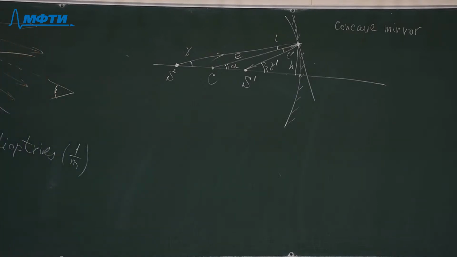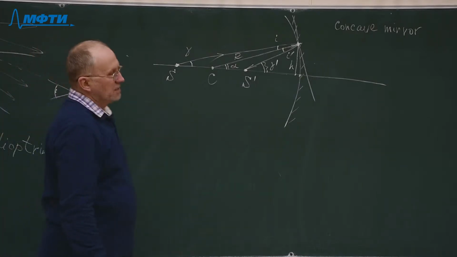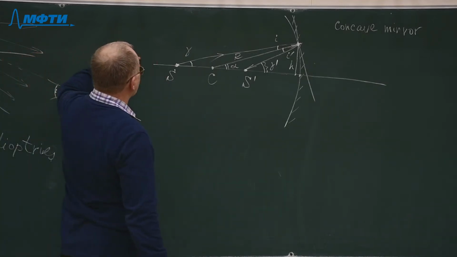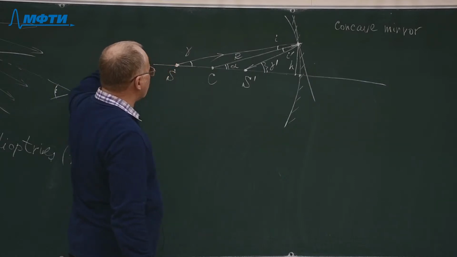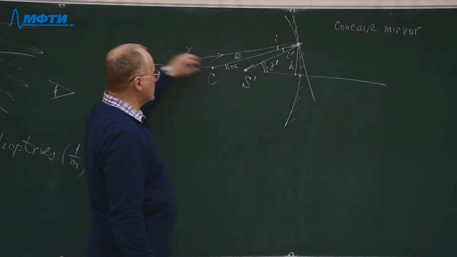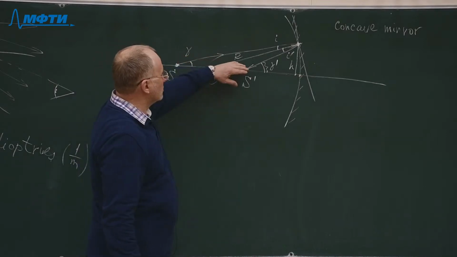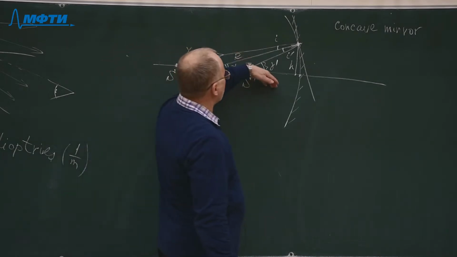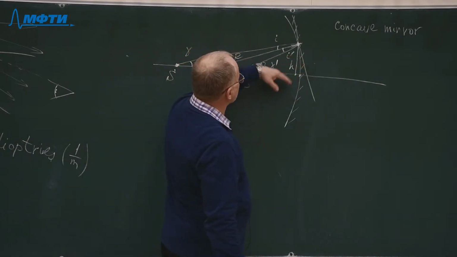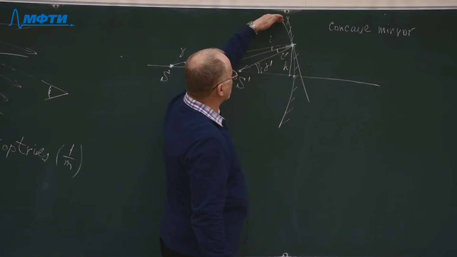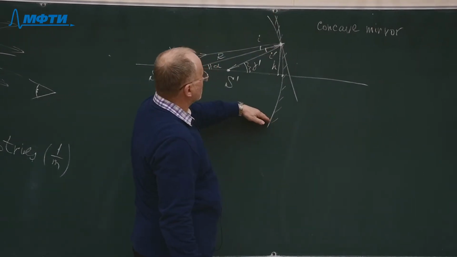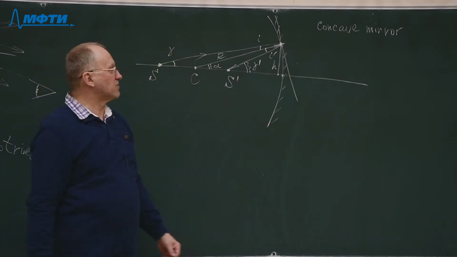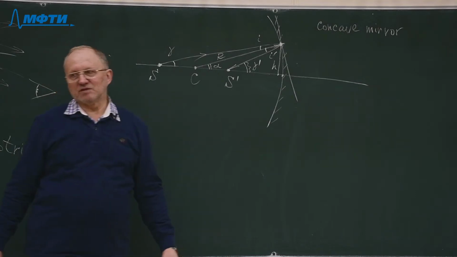I remind you that in all these situations we consider so-called paraxial rays. Paraxial rays means that we consider only the rays which are close to the principal axis, the rays located not far away from the principal axis. If we consider rays that go far from the center of the mirror, somewhere at the edge of the mirror, then the optics will be more complicated, and the formulas will be more complicated, and the image formation will be more complicated.